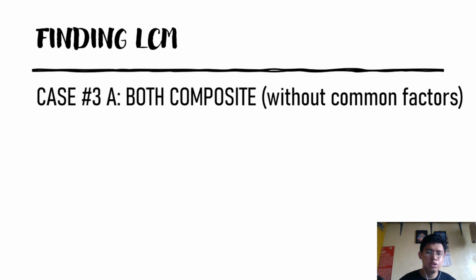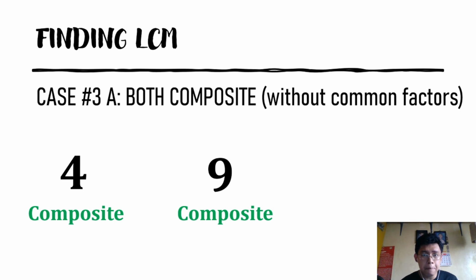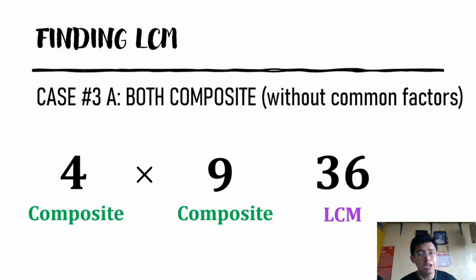So let's have an example. Both composite without common factors. So 4 and 9, they are both composite numbers pero wala silang common factors. 4 and 9 doesn't have any common factors. Their greatest common factor is 1. So, to get their least common multiple, we just have to multiply them. 4 times 9, it is equal to our least common multiple, which is 36.